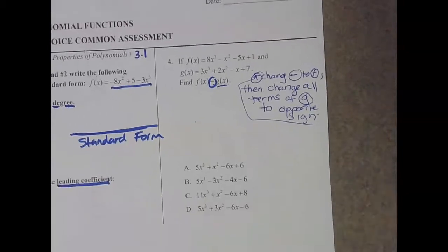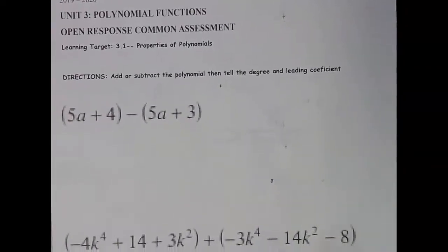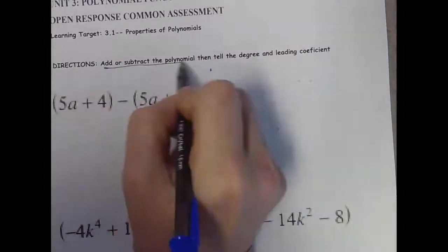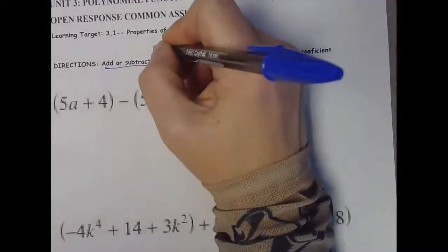Okay? Now you're going to flip the paper over. This is the open response. I want you have 3 things to do on each problem. The first one is to add or subtract the polynomial. That's the first step.